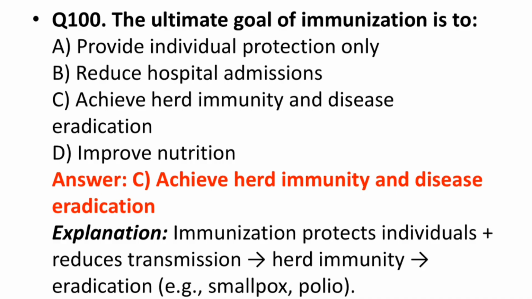The ultimate goal of immunization is option A, to provide individual protection only, option B, reduce hospital admissions, option C, achieve herd immunity and disease eradication, option D, improve nutrition. The correct answer is option C, achieve herd immunity and disease eradication. Immunization protects individuals, reduces transmission, and gives herd immunity that eradicates smallpox and polio.